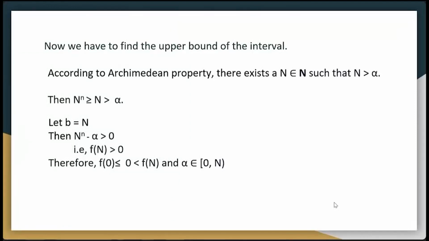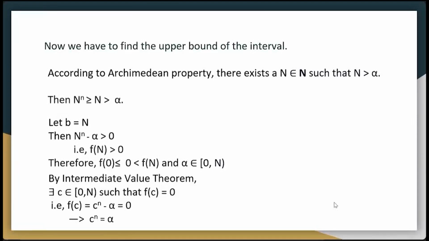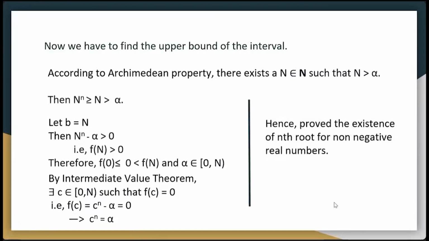And alpha belongs to [0, n]. Now by using the intermediate value property, I can say that there exists a c belonging to [0, n] such that f(c) equals 0. That is, f(c) equals c to the power n minus alpha, which is equal to 0, which implies that c to the power n is equal to alpha. Now what have we got? We have got that alpha can be written as the nth power of a non-negative real number. This is what we had to prove. Hence we have proved the existence of nth root for non-negative real numbers.